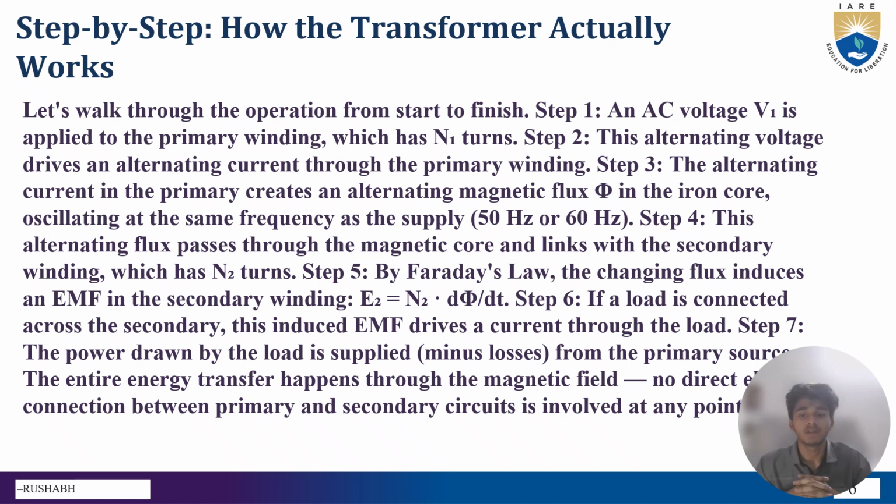Step 6. If a load is connected across the secondary, this induced EMF drives a current through the load. Step 7. The power drawn by the load is supplied, minus losses, from the primary source. The entire energy transfer happens through a magnetic field. No direct electric connection between the primary and secondary circuits is involved at any point.